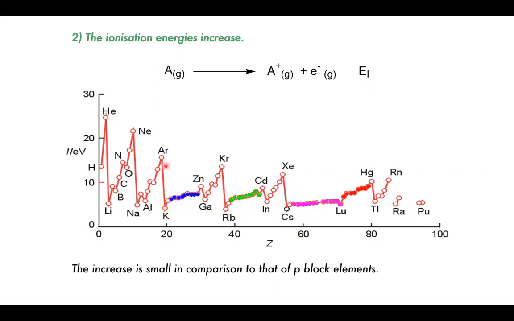Whenever we reach the d block, we stop seeing this dramatic increase as we go across. In the d block, it's quite gentle, quite a small increase as we go from one to the next. And that's ultimately why these different oxidation states are available, because the ionization energies for different oxidation states are relatively comparable.